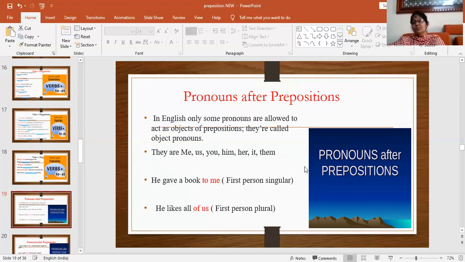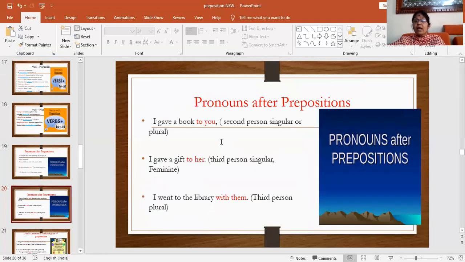Now, how will we use this? He gave a book to me. Now, our preposition is to and me is our object, right? So, this is first person singular. He liked all of us. See, we can learn language by this, right? So, he liked all of us. Us is first person plural, right?